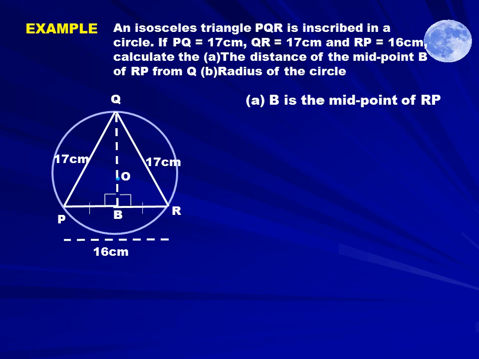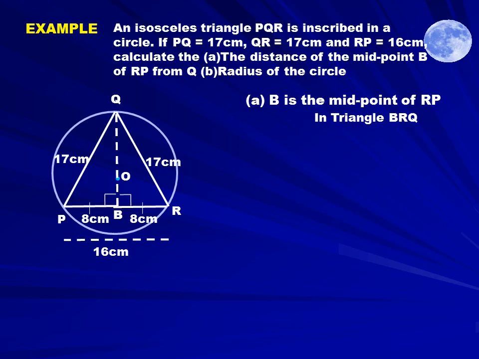Now B is the midpoint of PR, so it bisects PR in two equal halves, and those halves are 8, 8. So dividing 16 in 2, that's 8 centimeters. Okay, good. So I guess we have our diagram already.